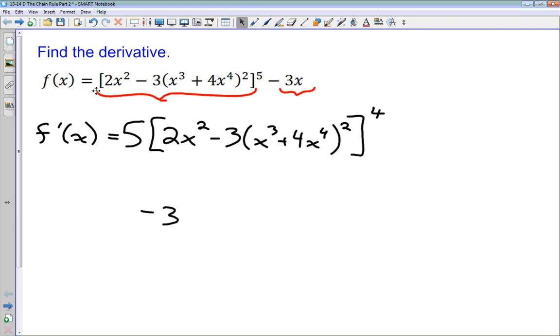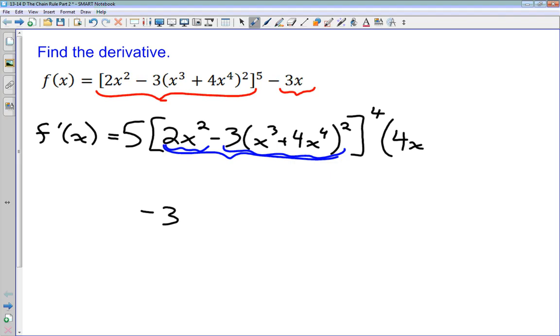So we need to take the derivative of this thing in here. Well, this has got two functions that are subtracted from each other. We've got one function right here, and we've got another function over here. So what we're multiplying by is going to be, let's see, the derivative of that first term is 4x, and we want to subtract the derivative of that second term. Well, that second term in there is itself a composite function. So we've got to use the chain rule again.